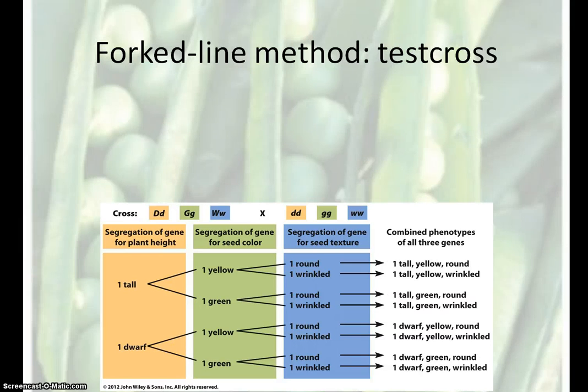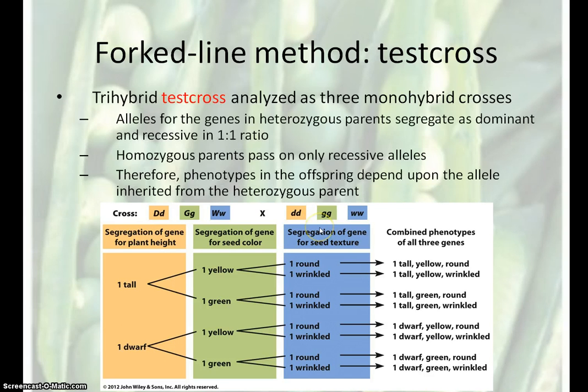If we're going to use this for a test cross, which is essentially when you're crossing organisms that may be homozygous for a particular trait, again, the same thing. You're going to analyze these as 3 monohybrid crosses.